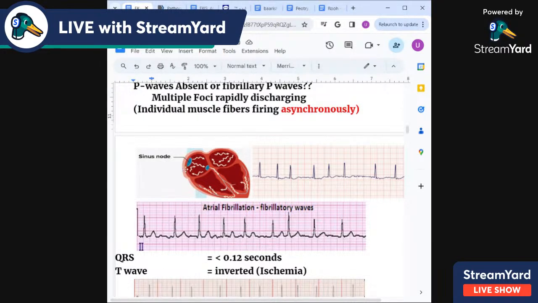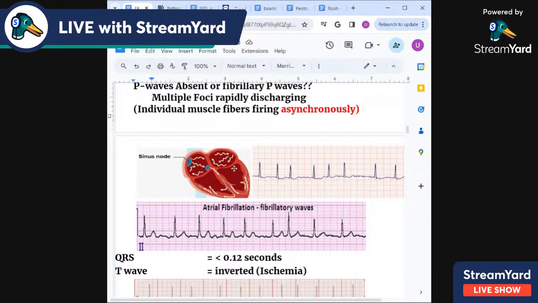So here the multiple foci are discharging asynchronously, and that produces fibrillary waves, and the atria are unable to push the blood into the ventricle because of individual muscle fiber contraction. So the neck veins get engorged, and there is AV dissociation. Heart sound S1 is split or variable and loud, and not all the impulses pass through the AV node into the ventricle, but still the ventricular rate is high in atrial fibrillation, more than 120.